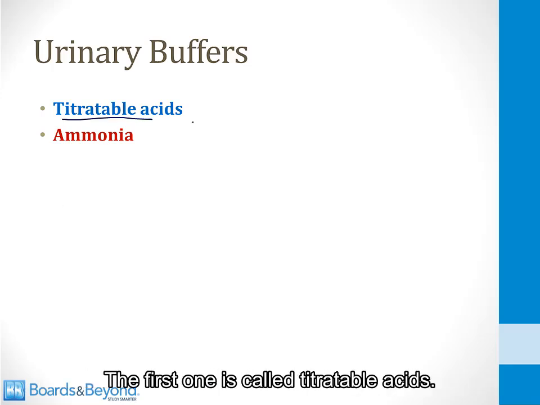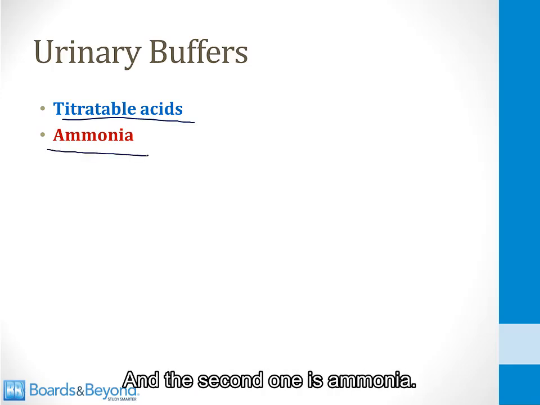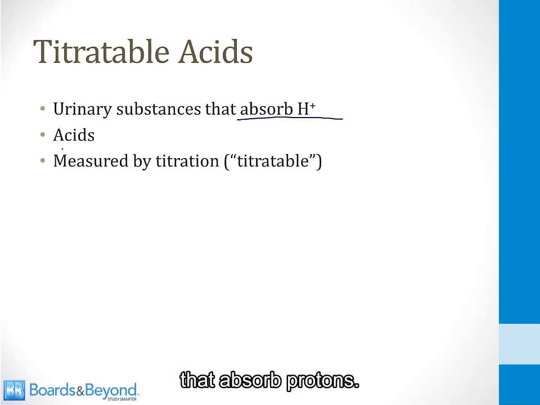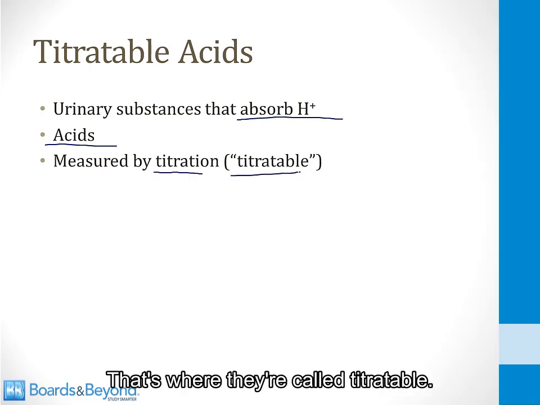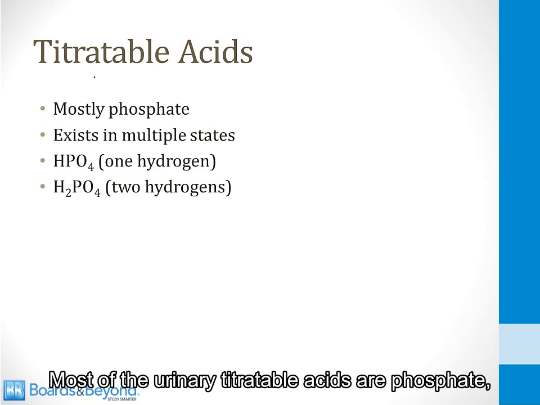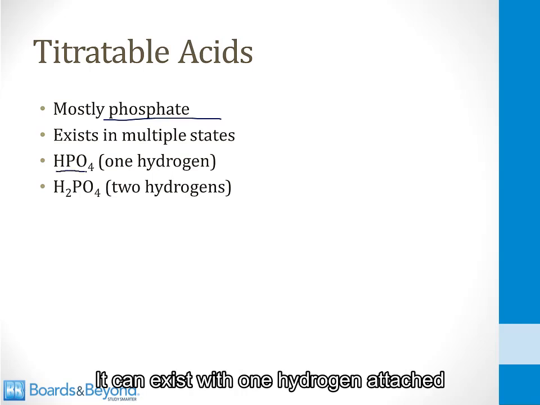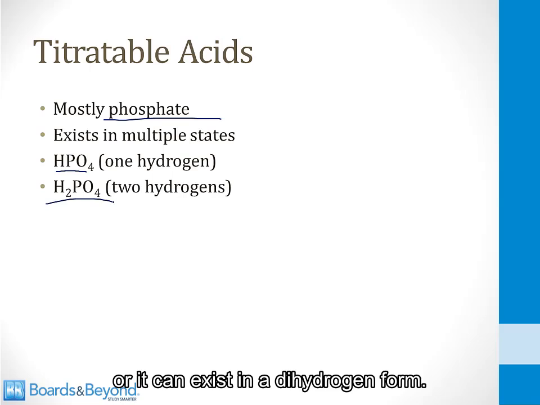The first one is called titratable acids, and the second one is ammonia. So titratable acids are urinary substances that absorb protons. They are acids, and they are measured by a technique called titration. That's why they're called titratable. Most of the urinary titratable acids are phosphate, and phosphate can exist in multiple states. It can exist with one hydrogen attached, or it can exist in a dihydrogen form.